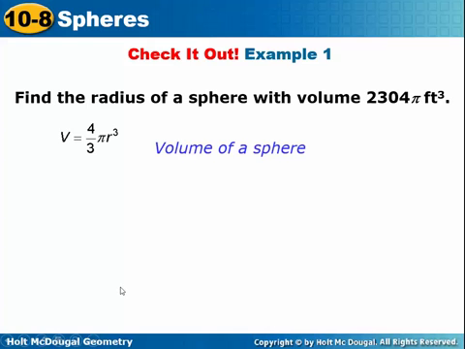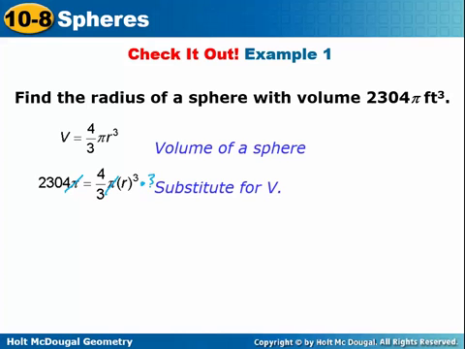This time they want us to find a radius of a sphere with a volume of 2,304 pi. Write the formula down, plug in what we know, which this time is volume. Now we can cancel pi from both sides because it's multiplied by pi. Then we will multiply both sides by the reciprocal of 4/3. And then we'll have r cubed. Now let's figure out what 2,304 is times 3/4.